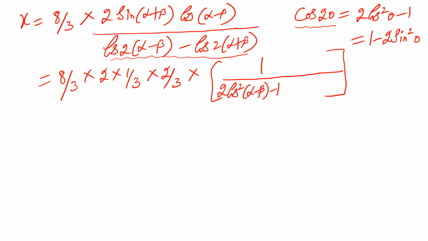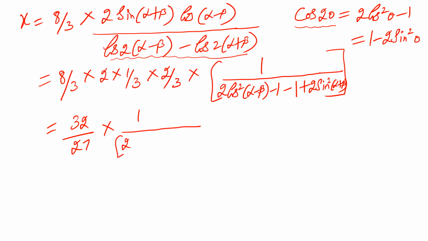And similarly, to get the value of cos 2 times alpha plus beta, I will be writing it as 1 minus 2 sin square alpha plus beta, because I have been given the value of sin alpha plus beta. Fine. So this was the major step. Now this is minus 1 plus 2 sin square alpha plus beta. Now just simplify the expression. You'll be getting 32 upon 27 into 1 upon. Now here, if I put the values, I'll be getting 2 times 4 by 9 minus 2 plus 2 into 1 upon 9.